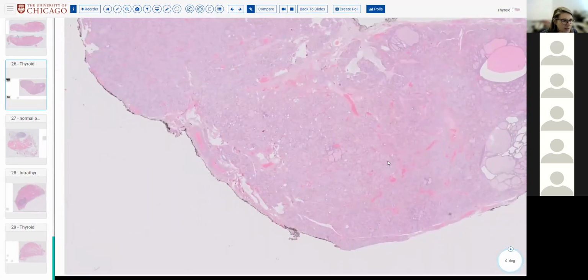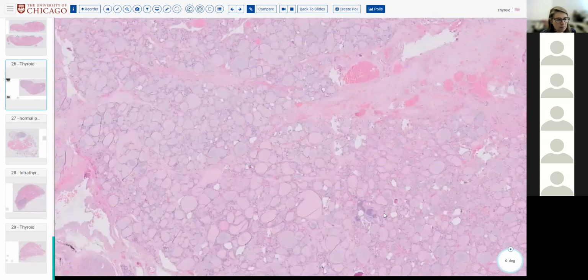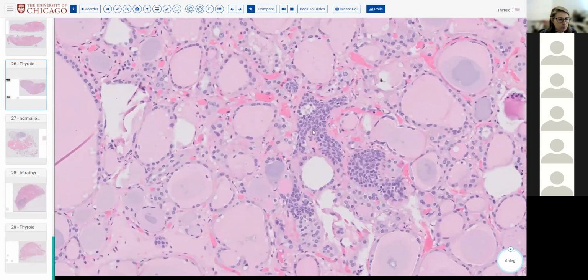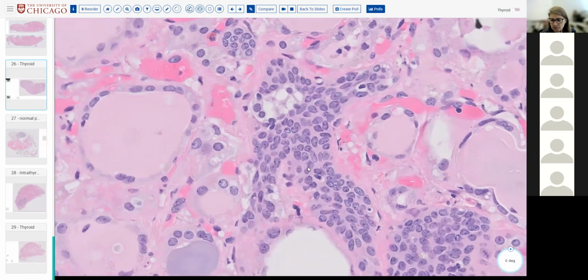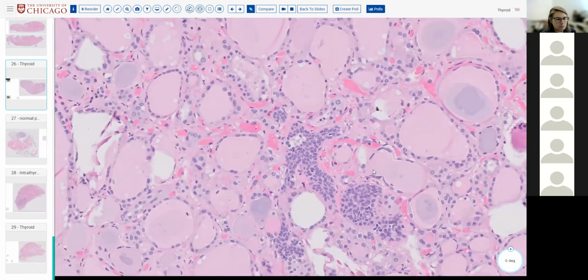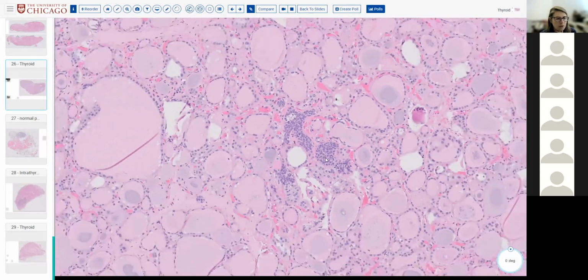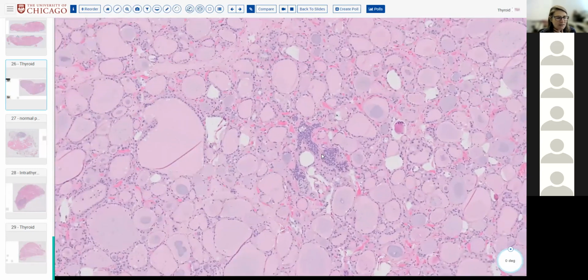The other thing that we might see in thyroid, which is a normal developmental remnant, are these little nests of bluish cells. Does anybody know what these are? Ultimobranchial body rests, yes, or sometimes called solid cell nests.